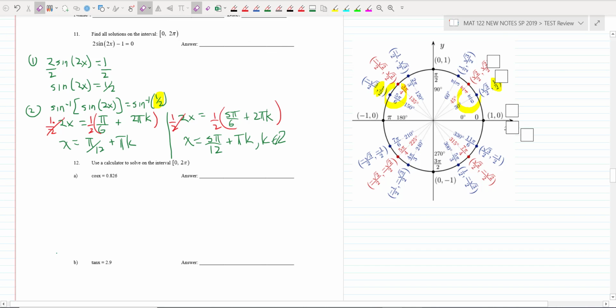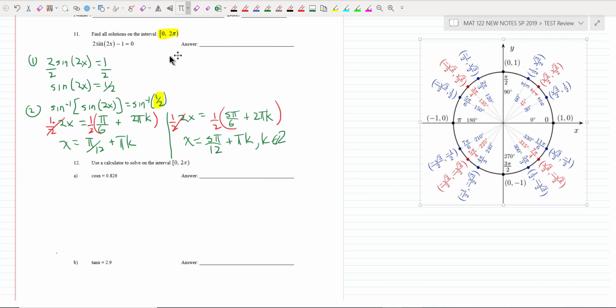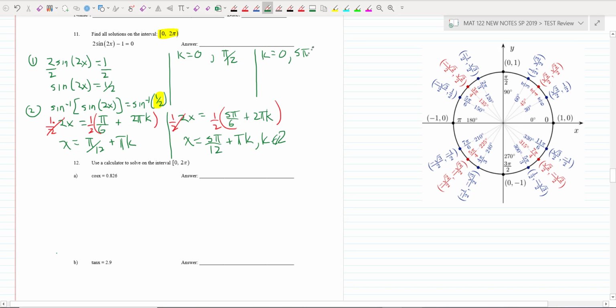Now, that is not the answer to the problem, because we're not looking for a formula. We're looking for all of the answers from 0 to 2 pi. So the third thing that you want to do is start varying the value of k. If k is 0, you can do this in your head. Just look at these 2 formulas. If k is 0, that wipes that out, and that will give you an answer of pi over 12. And in the next formula, if k is 0, that wipes this out, and that gives 5 pi over 12. So that's how that goes.